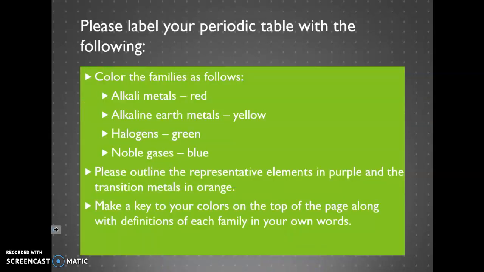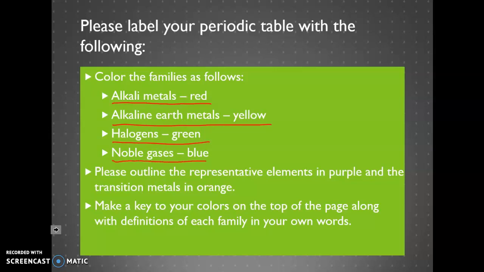What you guys are going to do next is color in the periodic table after this video is finished. So don't do anything yet. Hold your horses there. I do want to talk about the colors, though. You are going to do the alkali metals in red, the alkali earth metals in yellow, the halogens are going to be green, the noble gases will be blue.